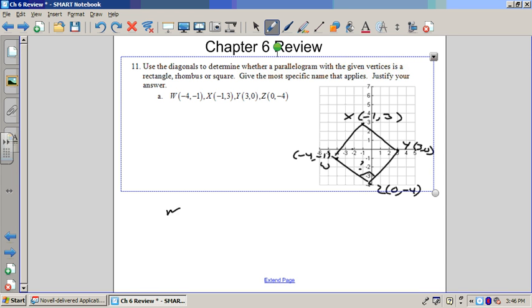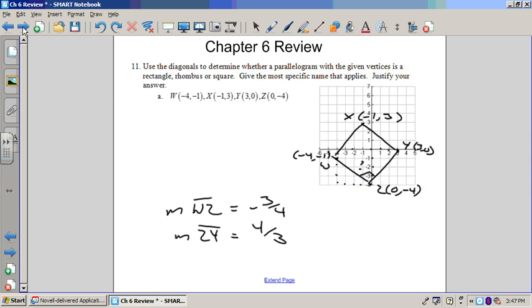So what is the slope of WZ? Well, let's see. To go from W to Z, I go down 1, 2, 3, and over 1, 2, 3, 4. The slope of WZ is -3/4. What is the slope of ZY? Well, now I'm going to go up 1, 2, 3, 4, and over 1, 2, 3. So that slope is 4/3. Sure enough, those are opposite reciprocals, so I know that I have at least a rectangle.